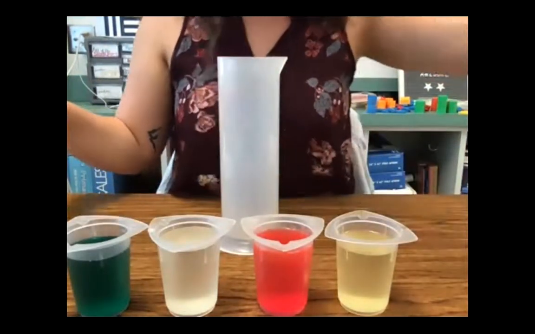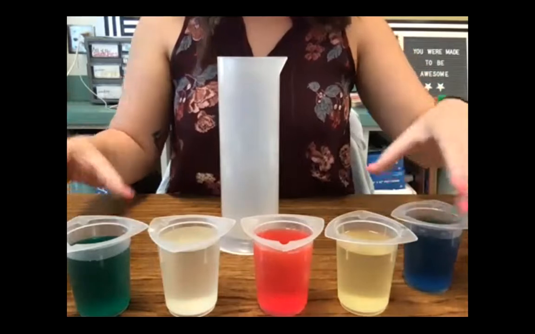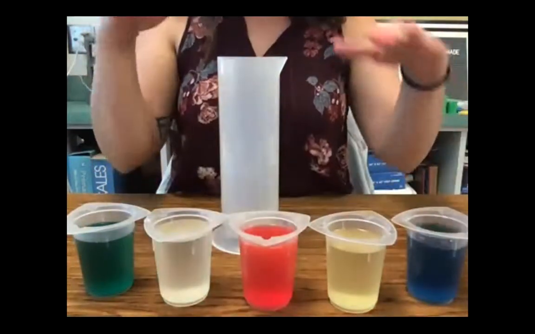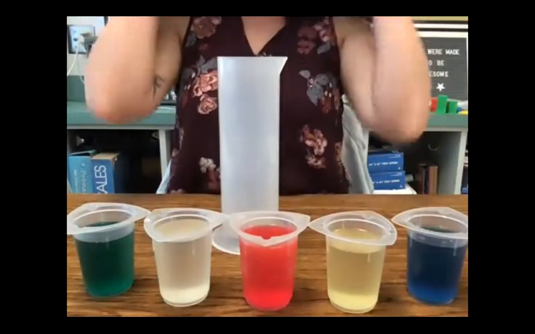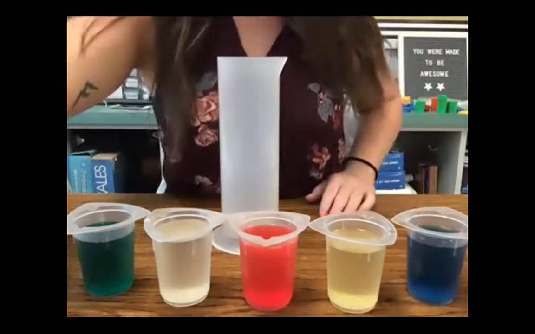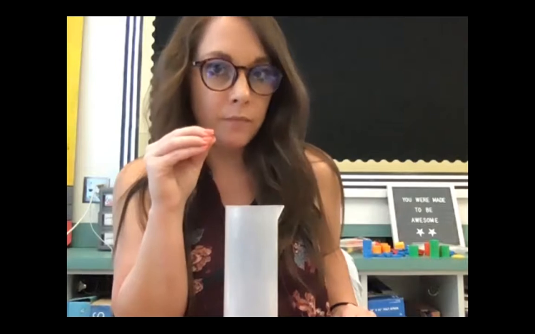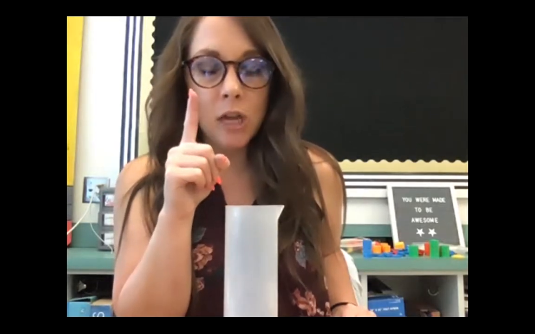Why do you think I'm using the same amount of each liquid? Why can't I just pour them all in here and see what happens? Well, it's a word called variable. When a scientist is doing an experiment, there can only be one variable, and a variable is the thing in an experiment that changes. Okay, you can only have one thing that changes, and here's why.